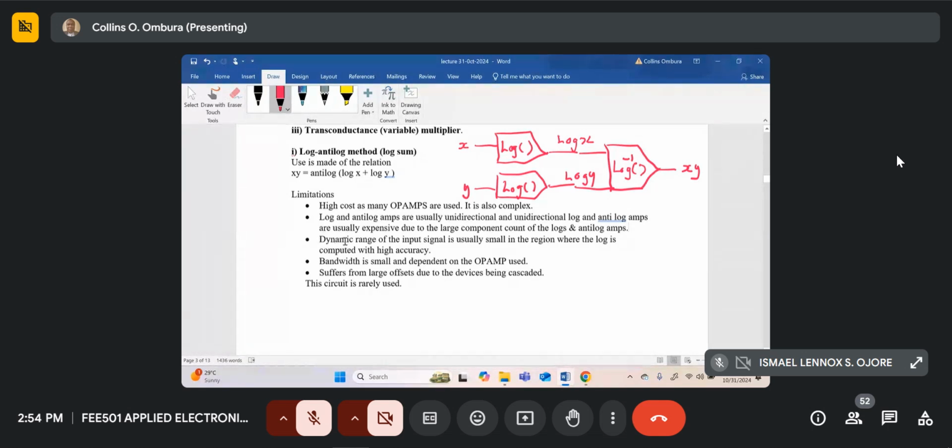Also, number 3, the dynamic range of the input signal is usually small in the region where the log and anti-log is computed with high accuracy.